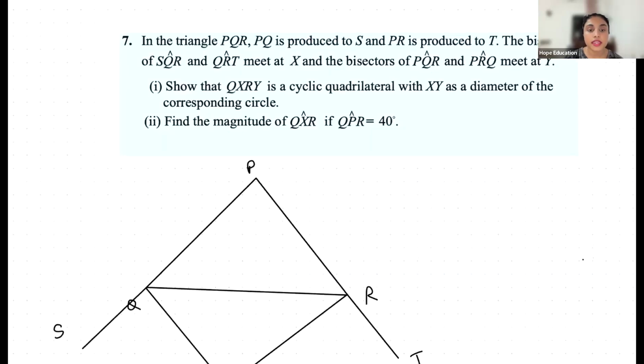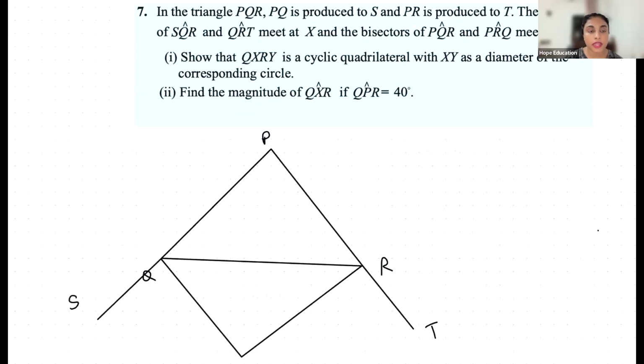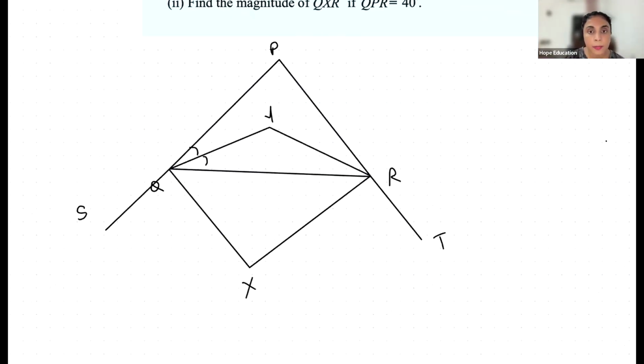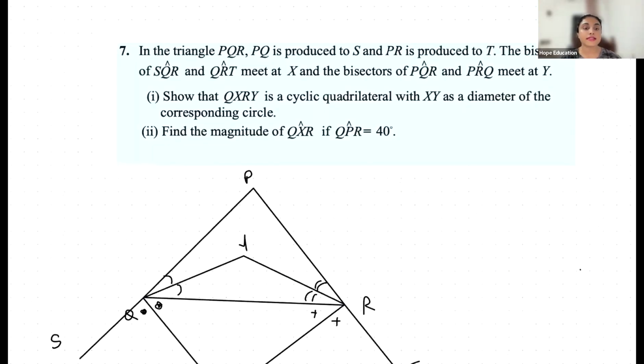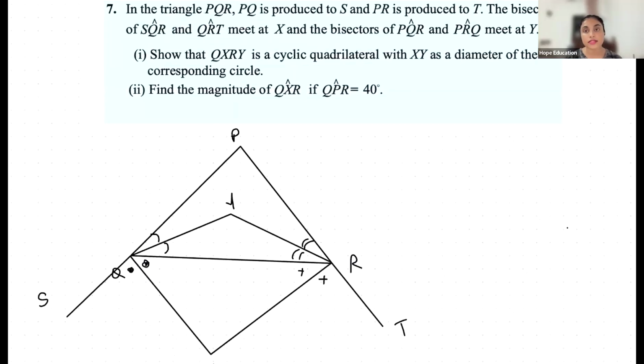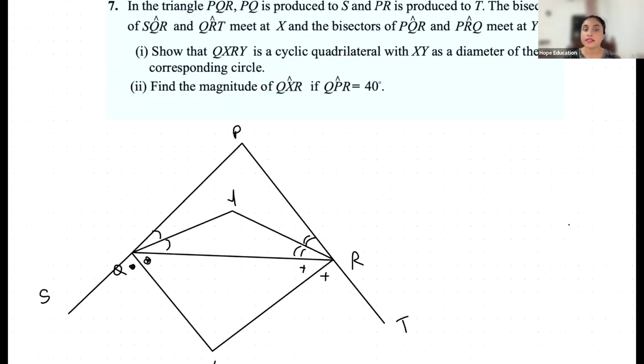And bisectors of PQR and PRQ meet at Y. So this is Y. So this angle is equal to this angle. This angle is equal to this angle. And this angle is equal to this angle. I just use different symbols to mark. Show that QXRY is a cyclic quadrilateral with XY as a diameter of the corresponding circle.